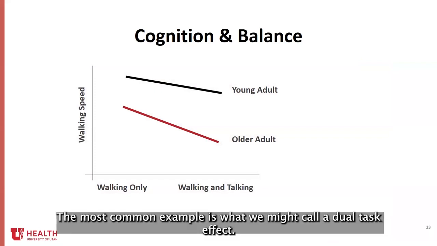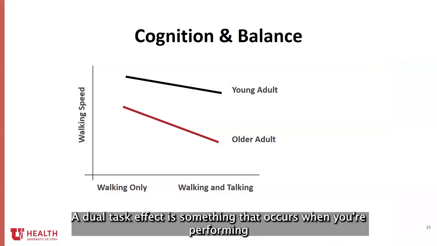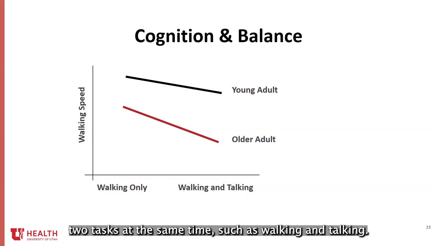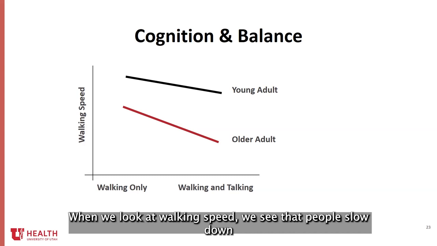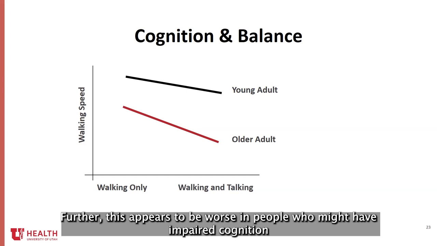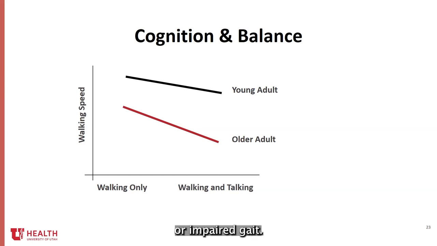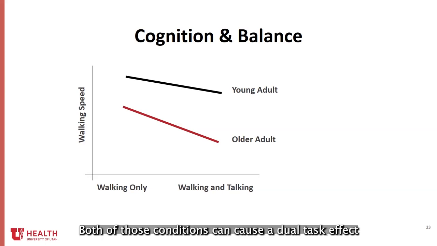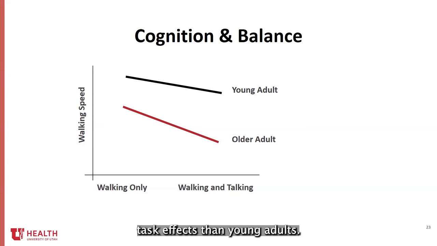The most common example is what we might call a dual task effect. A dual task effect is something that occurs when you're performing two tasks at the same time, such as walking and talking. When we look at walking speed, we see that people slow down when they both walk and talk at the same time compared to when they just walk. Further, this appears to be worse in people who might have impaired cognition or impaired gait. Both of those conditions can cause a dual task effect that is worse in some populations than others. For instance, older adults often have more severe dual task effects than young adults.